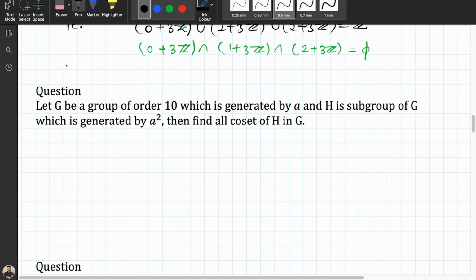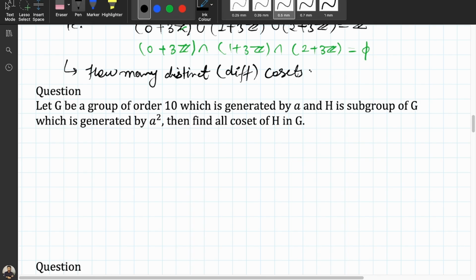Now the question arises, how many distinct, or you can say different, cosets of 3Z are there? This statement gives rise to a concept known as the index, which we'll discuss later.